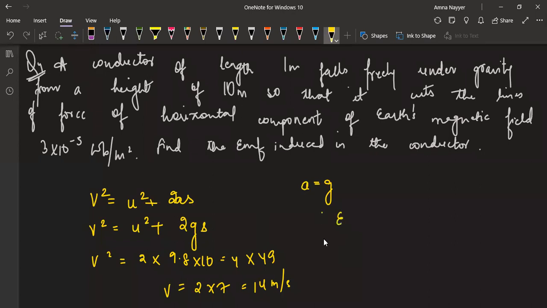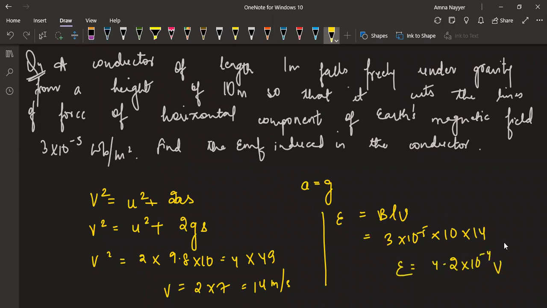So motional EMF, which is equal to BLV, is equal to 3 into 10 to the power minus 5, which is the magnetic field, right? Length is 10, velocity is 14. So this becomes 4.2 into 10 to the power minus 4 volt. This is the answer. Note it down, text me done once completed.